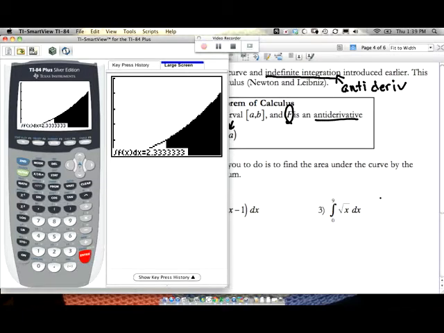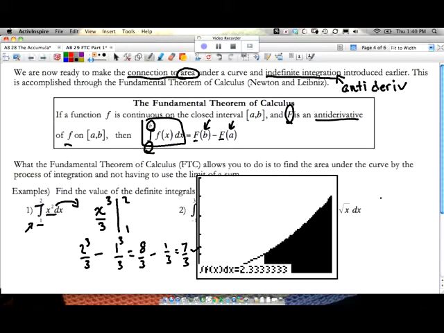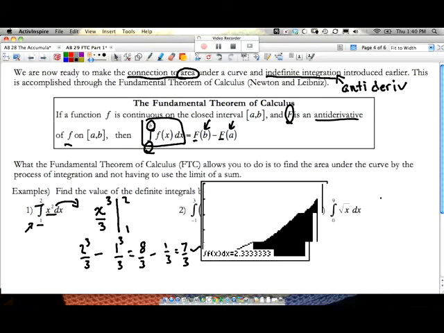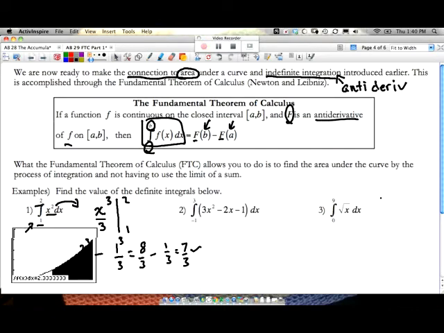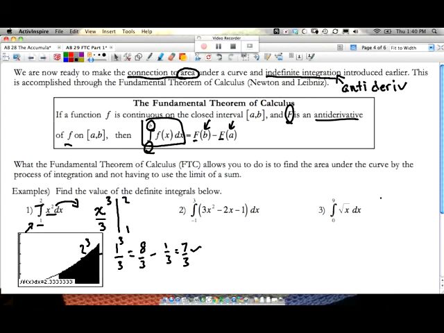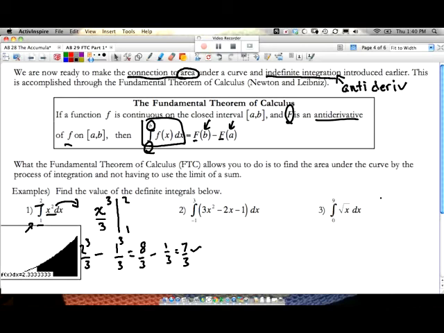The area is about 2.333333. So let's confirm that that's what we actually got. There we go. Yeah, I think it is. 7/3, 2 1/3, same thing. So we're getting the same thing as a calculator. Who needs calculators? Alright, so now we've got to do the same thing, but with more complex algebra.